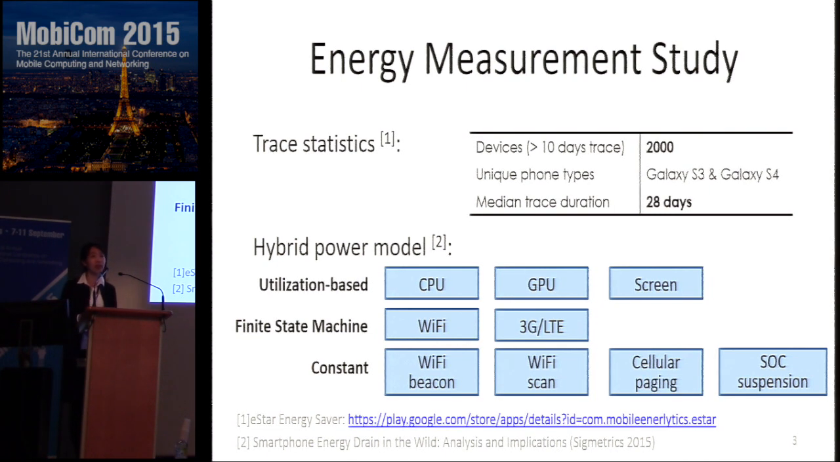This power model can pretty much capture most of the main components of the phone. For example, the CPU, GPU, and screen, for which we use a utilization-based power model, or the network cards, for which we use a finite state machine-based power model. And we also capture the power of some maintenance components like the Wi-Fi beacon, Wi-Fi scanning, cellular paging, or SoC suspension. Here, we just consider that they consume a constant value of power when those components are switched on.